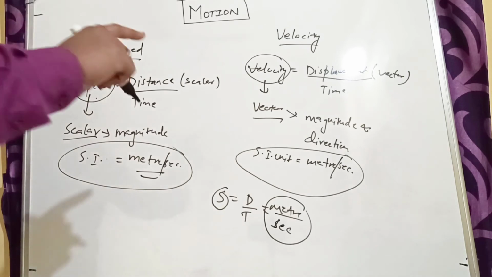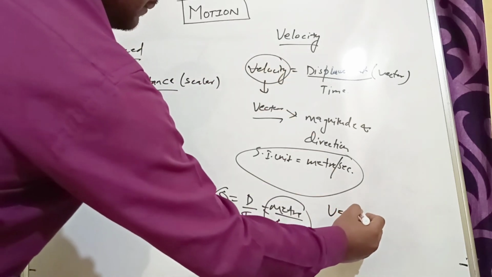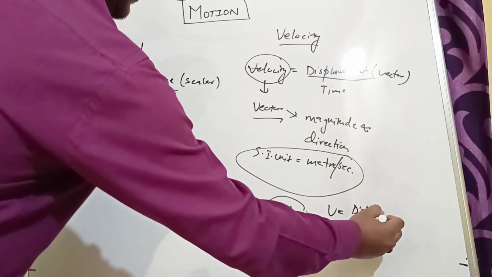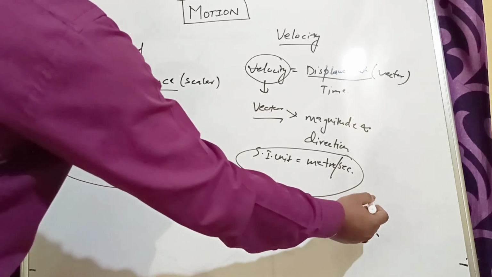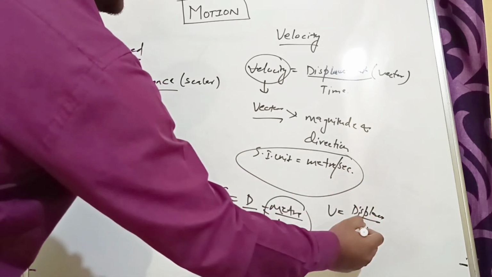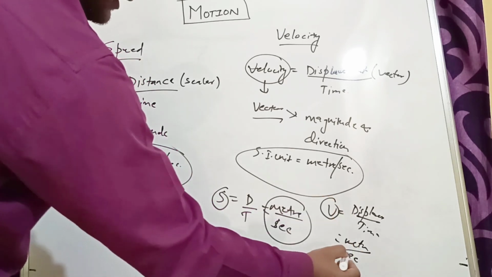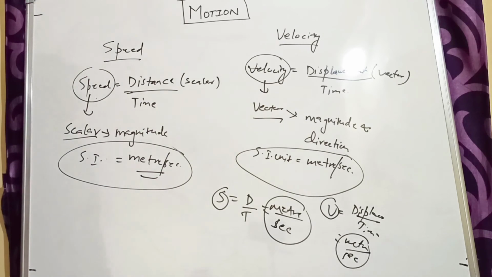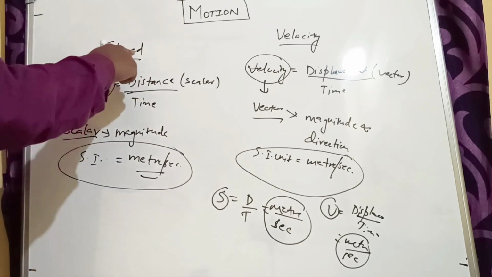Clear? Similarly, see why it is meter per second, because velocity is displacement upon time. Again the SI unit of displacement is meter and the SI unit of time is second. Therefore, what is the SI unit of velocity? Meter per second. Clear?